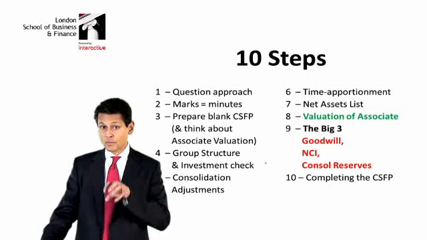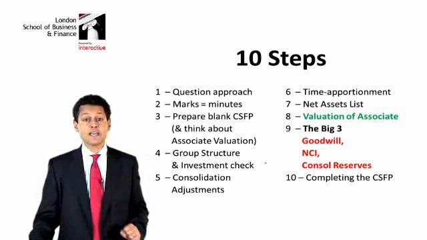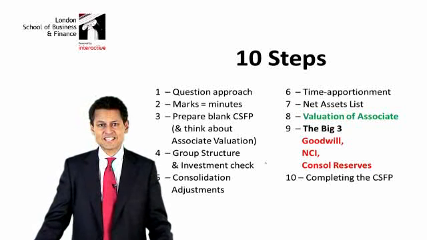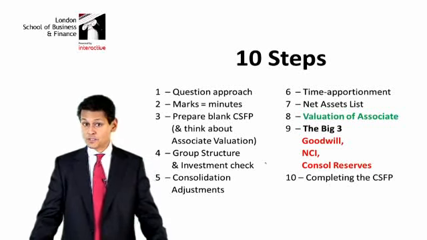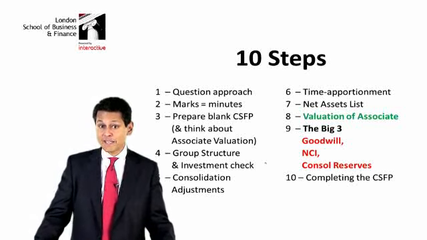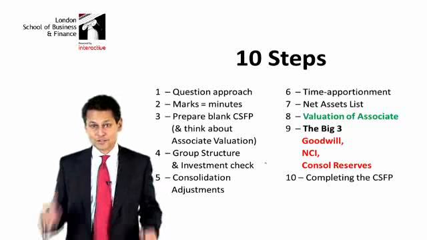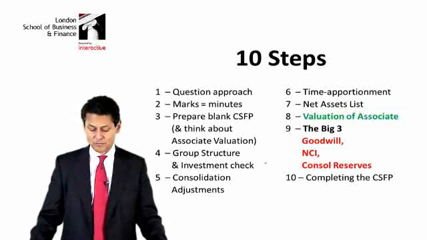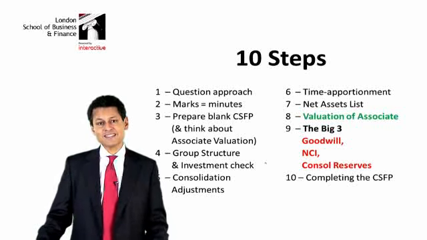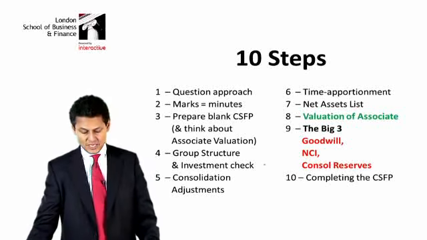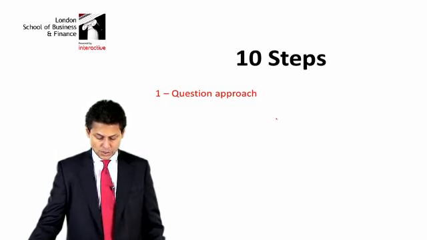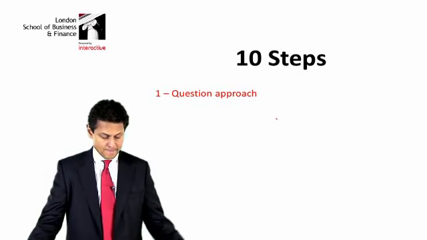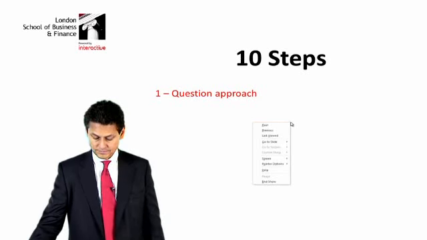There's a particular problem with this question. Presumably that's why it's in the F7 alert that the ACCA have warned us about. Then there's a net assets list, the valuation of the associate, and then the big 3, big marks, of course, goodwill, NCI, consolidated reserves, and then we're going to complete the CSFP, as you can see on the screen. So the question approach, this is the first step I want to take.